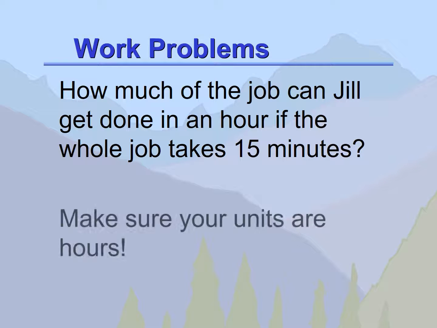All right, so here is the next one, and this is a little bit more tricky because the entire job takes 15 minutes. So how much does she get done in 1 hour? We have to make sure that our units are in hours. So 15 minutes is 1/4 of an hour. So if it only takes her 1/4 of an hour to finish a job, and she was working for the entire hour, that means that she can actually get 4 jobs done in 1 hour if a whole job is finished in 15 minutes.